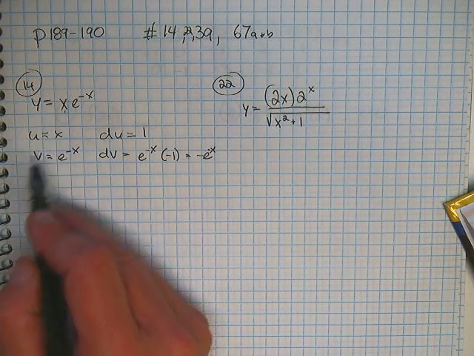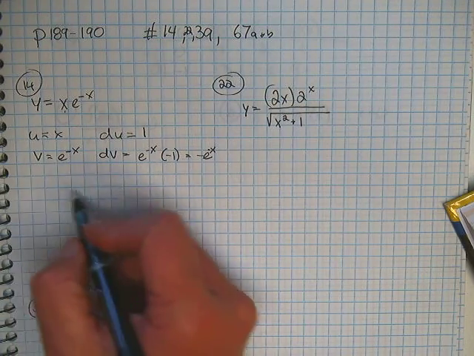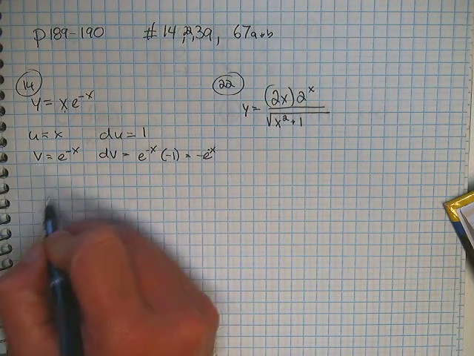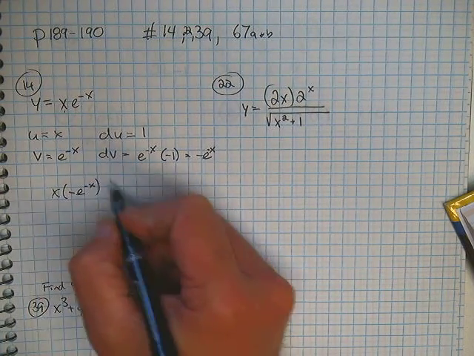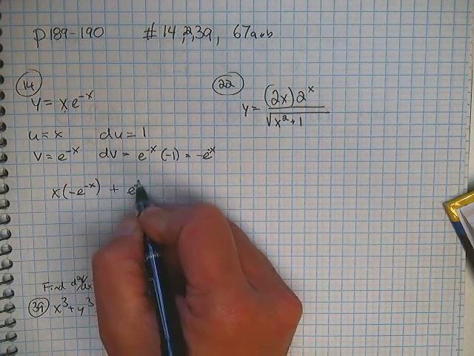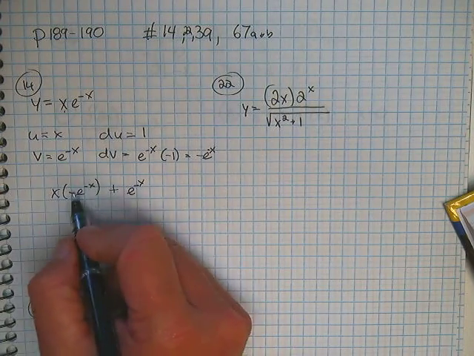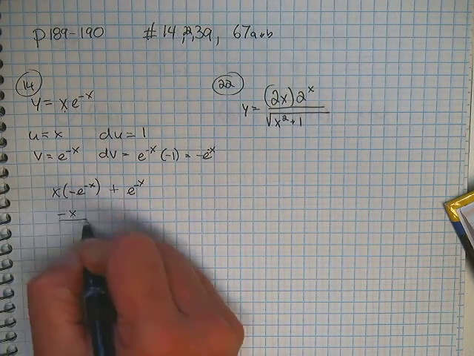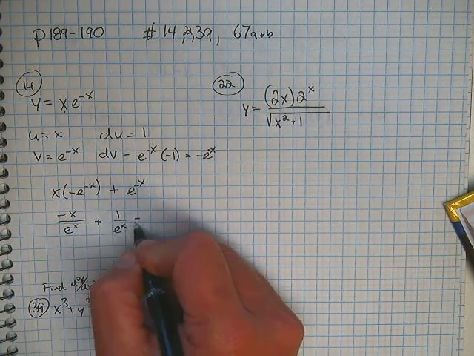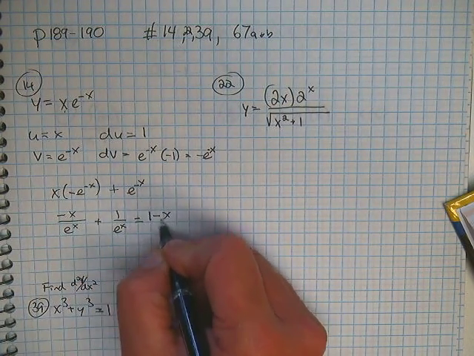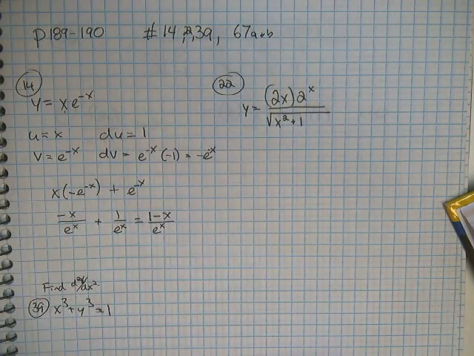So we go through and we do our derivative, which is going to be u dv plus v du. So it's going to be x times negative e to the negative x plus e to the negative x times 1. If we were going to clean this up, this would be negative x over e to the x plus 1 over e to the x, which then simplifies to 1 minus x over e to the x.